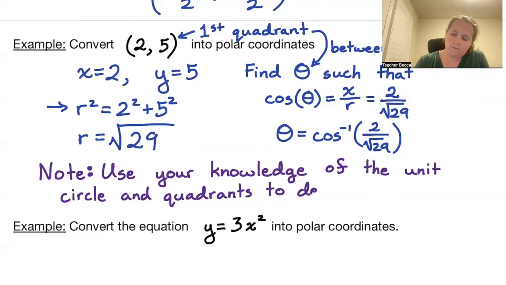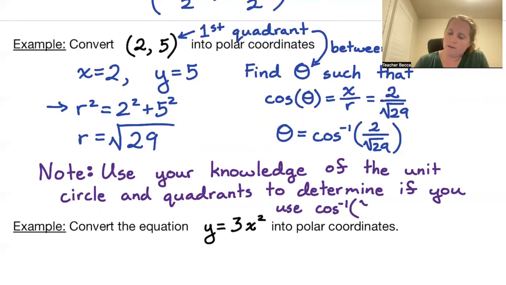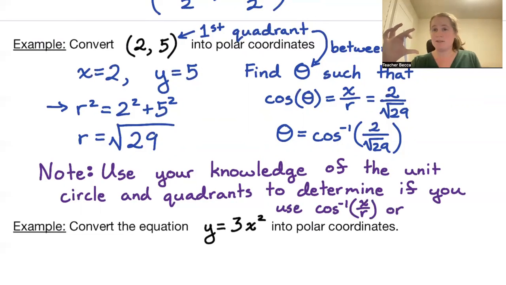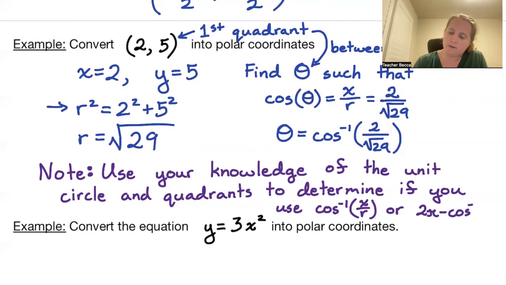To determine, if you use cosine inverse of x over r, or cosine matches with 2 pi minus that. So, or if we do 2 pi minus cosine inverse of x over r.